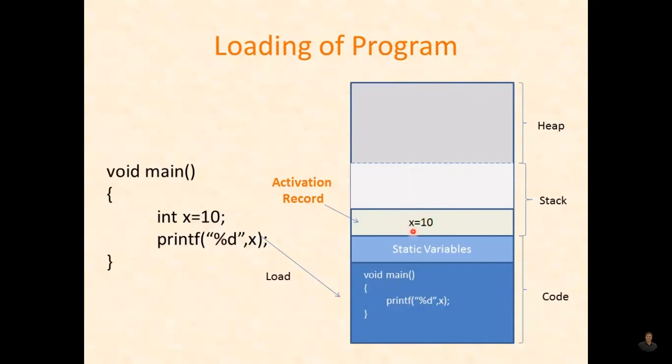This activation record is created the moment the function starts executing, or you can say the moment the function is called. For every function, its activation record is created inside the stack. Let us take one example and see how the function call is made.